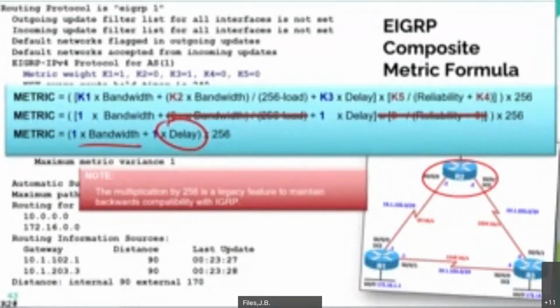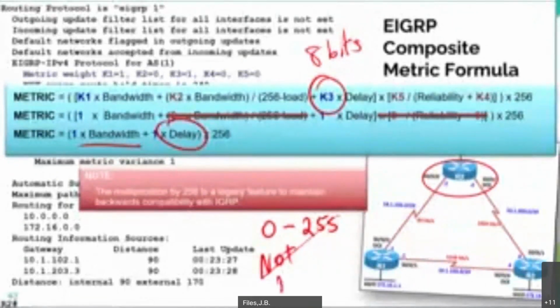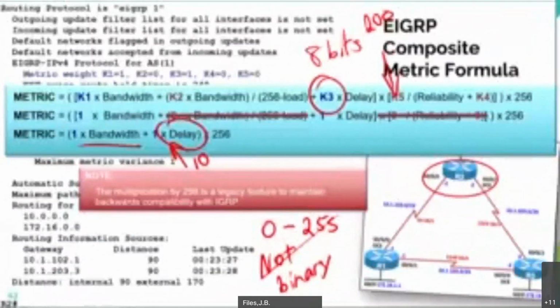Now, one thing to note, these K values are 8 bits, which means they can range from 0 to 255. They are not binary. Right? So if we really wanted to emphasize delay, we could set that to 10. Or, maybe K5, we're going to set that to 200, right? That'd be crazy, but in theory you could.